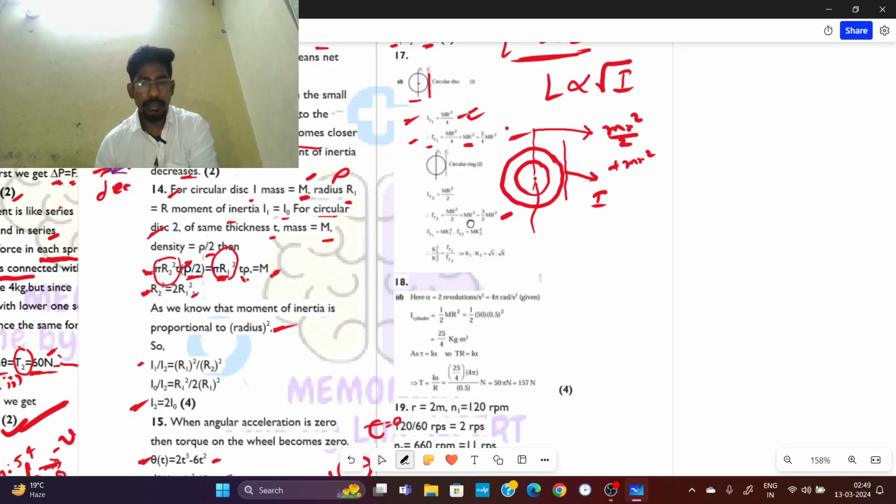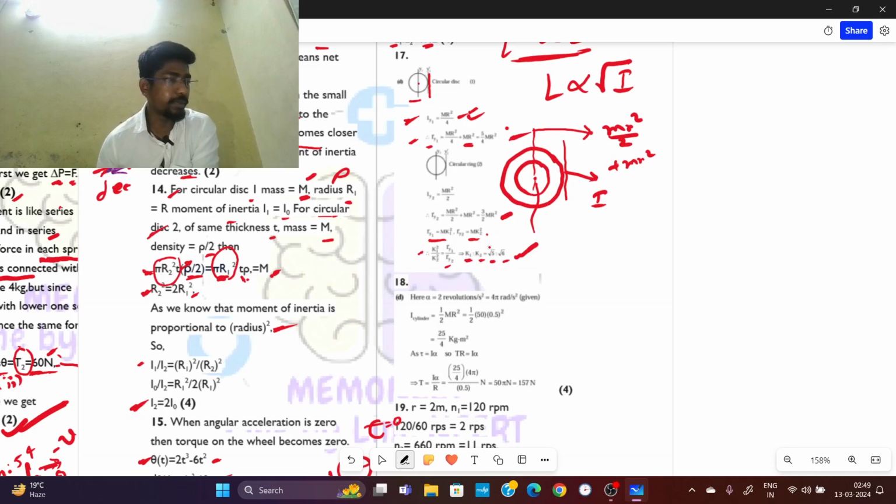Now the radius of gyration. If we have to calculate the radius of gyration, the first one is mk1 square, the second one is mk2 square. If we solve these two equations, we will get k1 square by k2 square equals 5 by 6. Therefore k1 by k2 equals root over 5 is to root over 6. Understood, I think. Okay, now moving on to the next question.